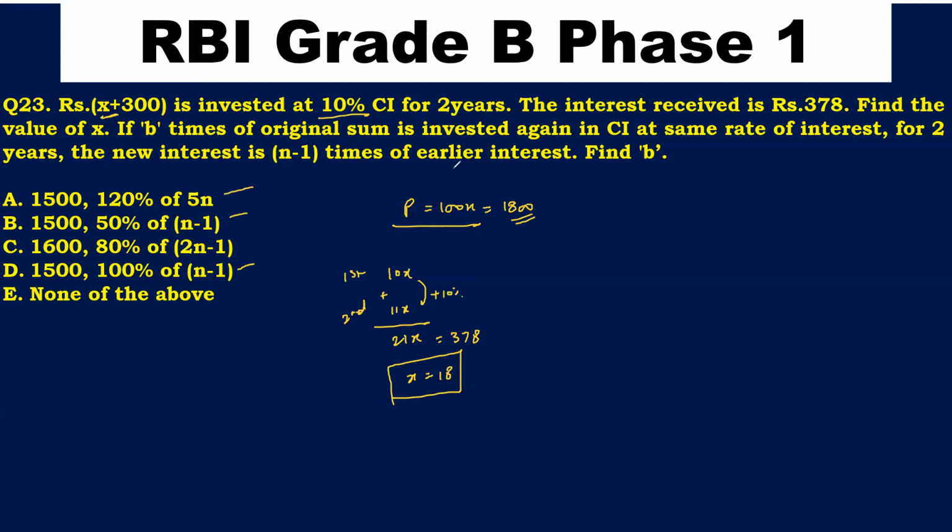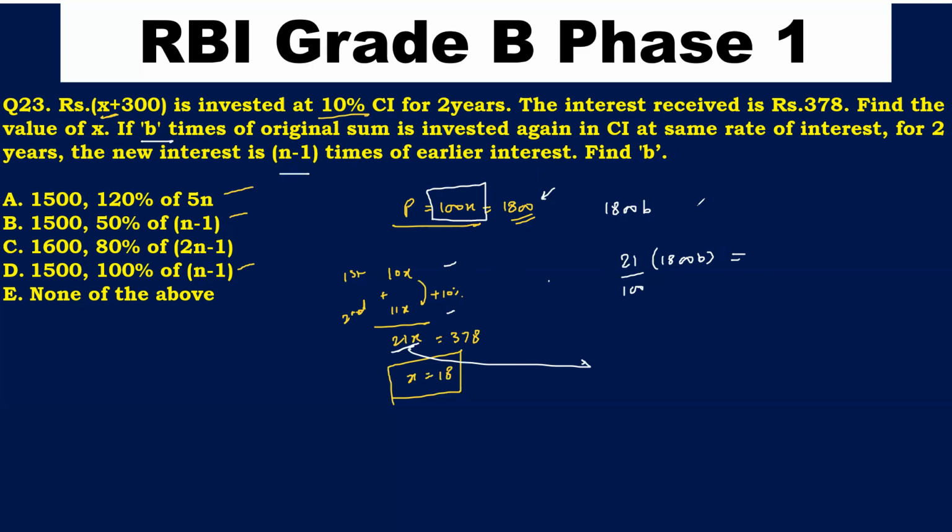Now they are saying the original sum is invested. That means 1800 is invested, B times of it is invested. So this time the total interest will be 21% of 1800 into B. If you are investing 1800 times of B, the total interest will be 21%: same, 10% for the first year, 11% for the second year. So 21% of 1800 B should be the interest gathered.